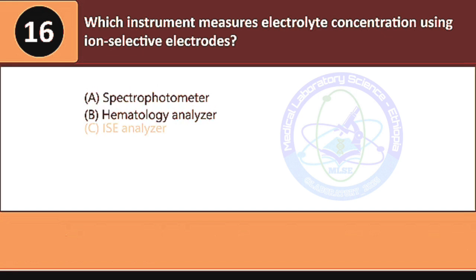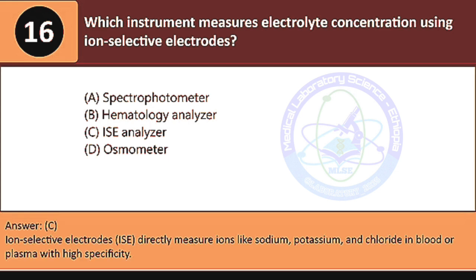Which instrument measures electrolyte concentration using ion-selective electrodes? A. Spectrophotometer. B. Hematology analyzer. C. ISE analyzer. D. Osmometer. Answer: C. Ion-selective electrodes, ISE, directly measure ions like sodium, potassium, and chloride in blood or plasma with high specificity.